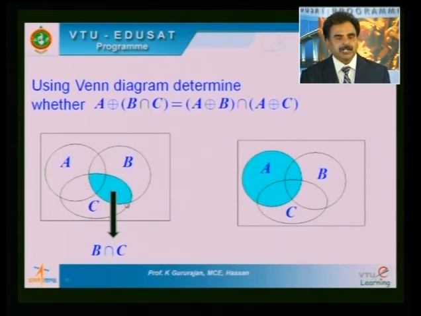The common portion to B and C is this one, right? This represents B intersection C. Now with A plus B intersection C. What is A plus intersection? A plus B intersection C: all elements either in A or in B intersection C, but not in both A and B intersection C, and A intersection C.